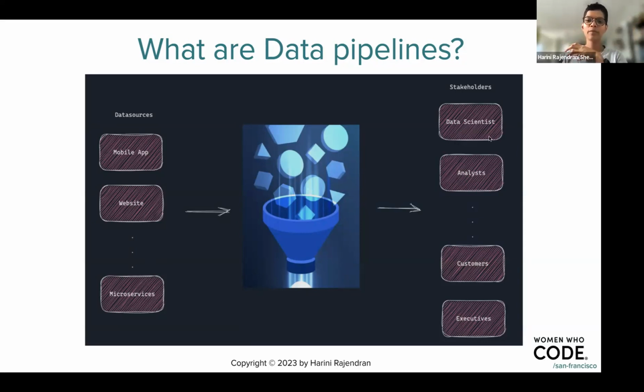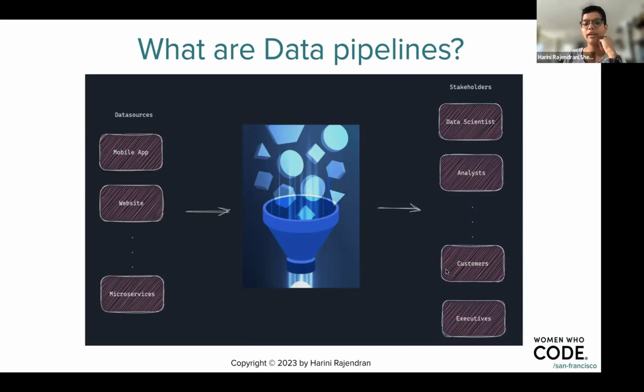And then once it's available in some data store in some queryable format, all these different stakeholders in your company can tap into the data and use it however they want. For example, the executives might be interested in some high level business metrics. The data scientists might be interested in some user related data, like historical data, where they would want to run some analysis on the data.